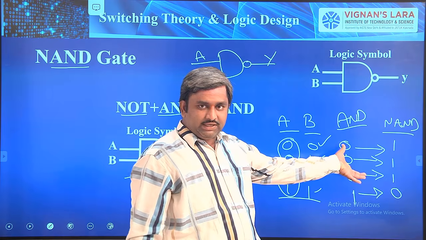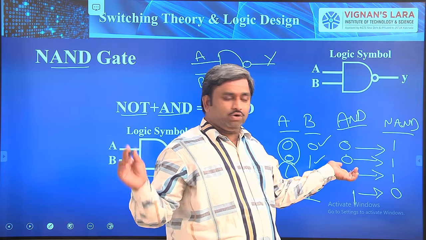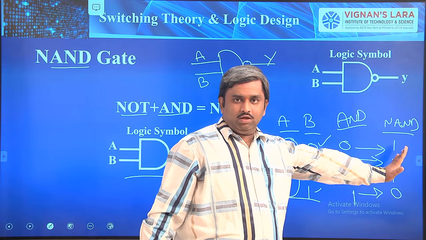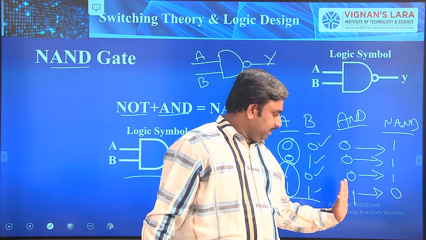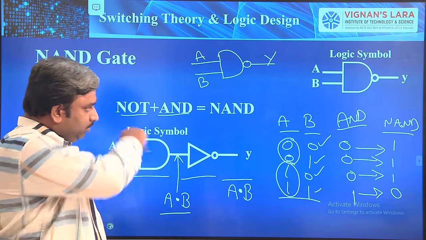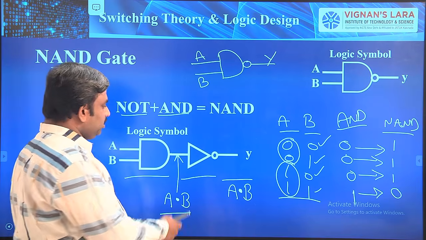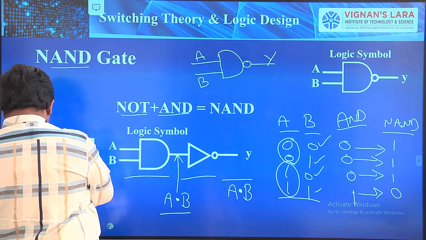In the first three cases, the output of the AND gate is 0. By using the NOT gate, I reversed the operation: if I got 0, I represent it with 1. Here I have 1, so the output is 0. This is the NAND gate operation. So I am representing Y is equal to A dot B whole bar.